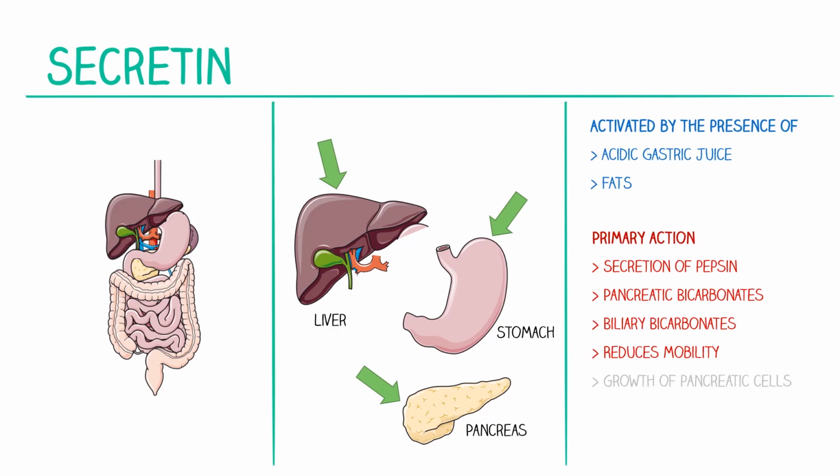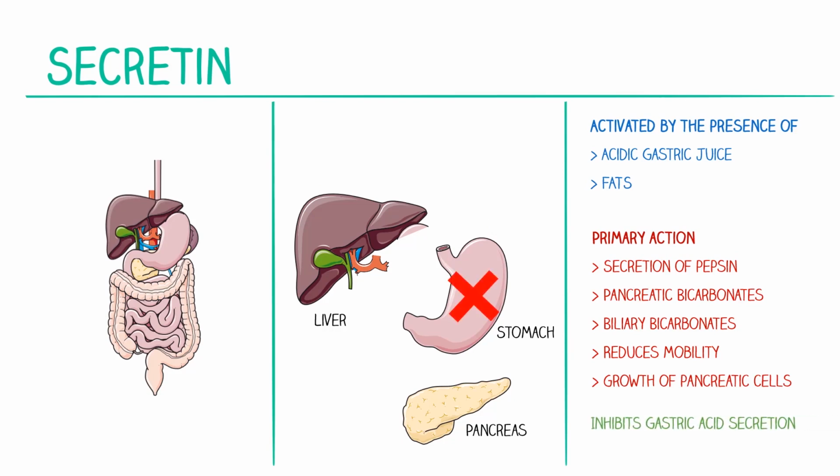Secretin also promotes the growth of pancreatic cells. Apart from all these stimulatory effects, secretin also inhibits the secretion of acids from the stomach. The inhibition of gastric acid secretion and release of bicarbonates reduces the acidity in small intestine.